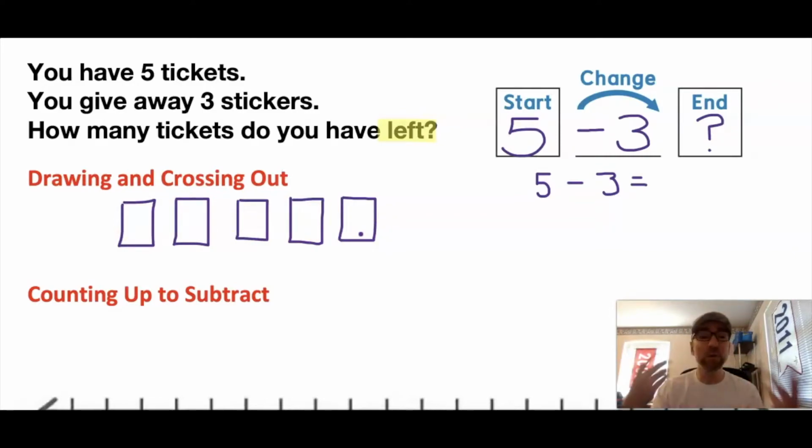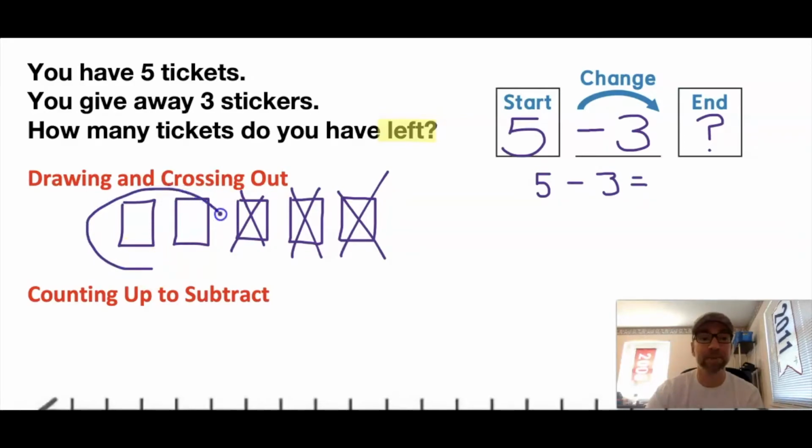And if we give away 3 tickets, then we have to cross out 3 tickets. I gave this away. 1. I gave this away. 2. And I gave this away. 3. How many tickets are left? Well, here they are. We have 2 tickets left. Now that's one way we can find the answer to that subtraction problem.